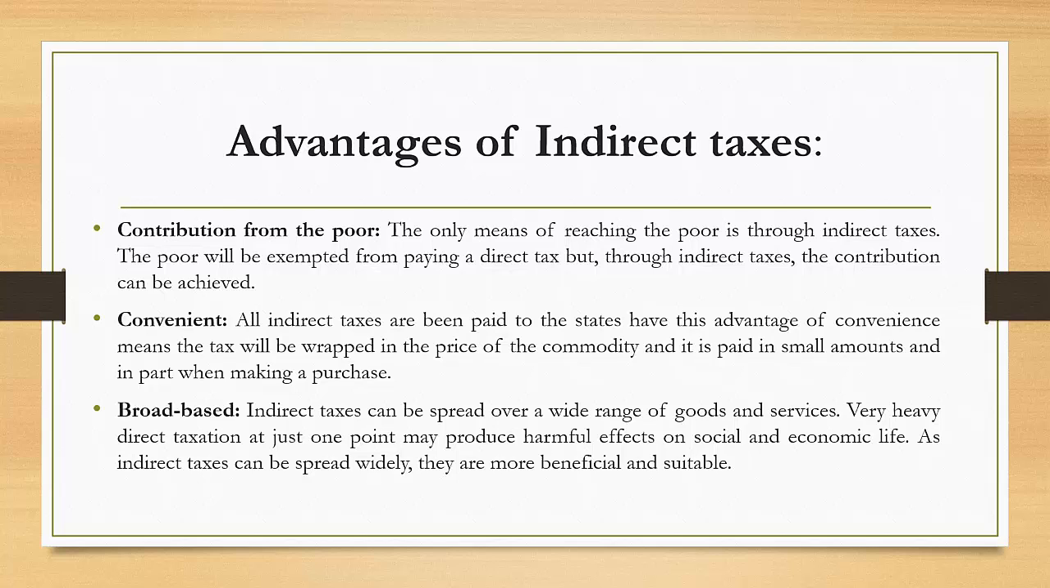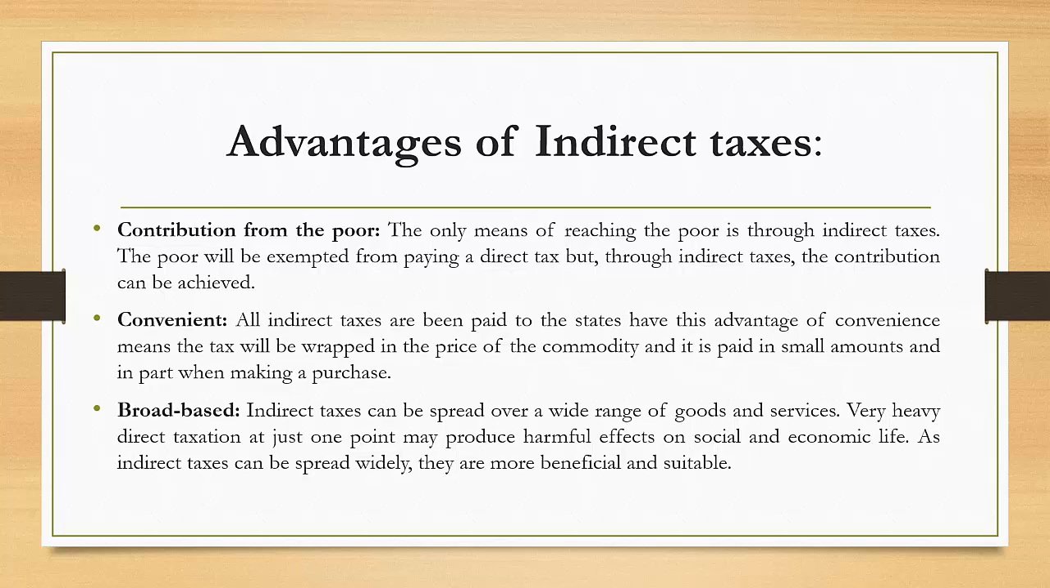So the first advantage of indirect taxes is about contribution from the poor. The only means of reaching the poor is through indirect taxes. The poor will be exempted from paying a direct tax, but through indirect taxes, the contribution can be achieved. For example, indirect taxes can be imposed on any product such as petroleum, or consumer goods like soap, toothbrush, toothpaste and any other consumer items. So the government can impose tax on those items.